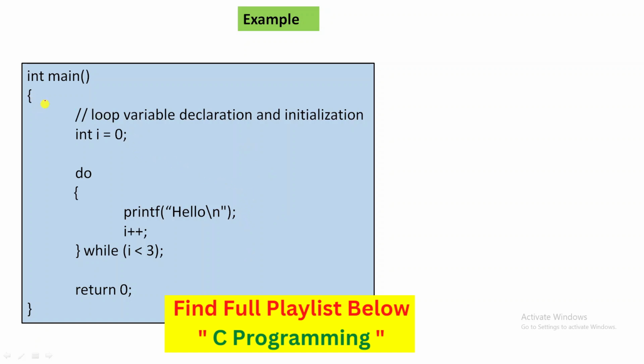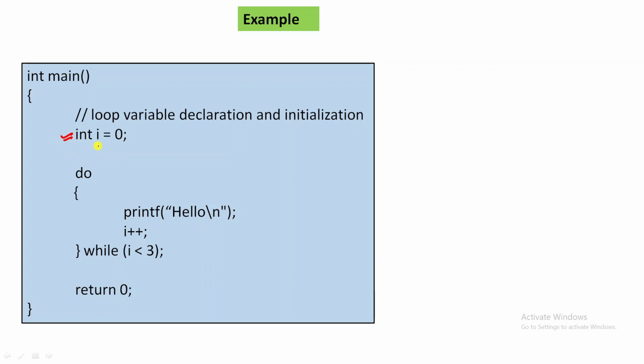So this is the example. Here we have the main function. Inside this main function we have this variable which is initialized to 0, and then this is the body of the do while loop. Inside the body we are printing hello, and we are updating this I. Then we are checking whether I is less than 3. Till the point I is less than 3, we will be executing this body, and when I becomes 3 or greater than 3, we will come out of the body.